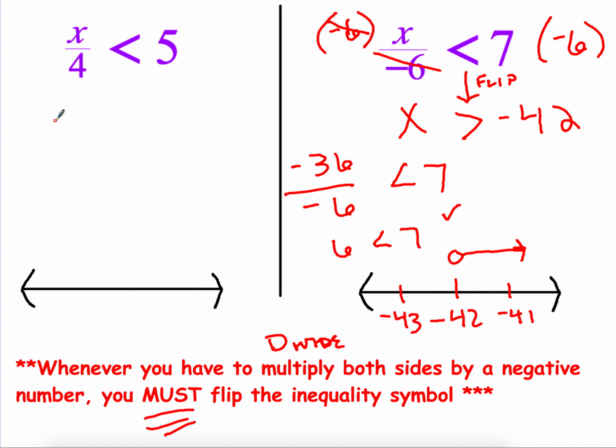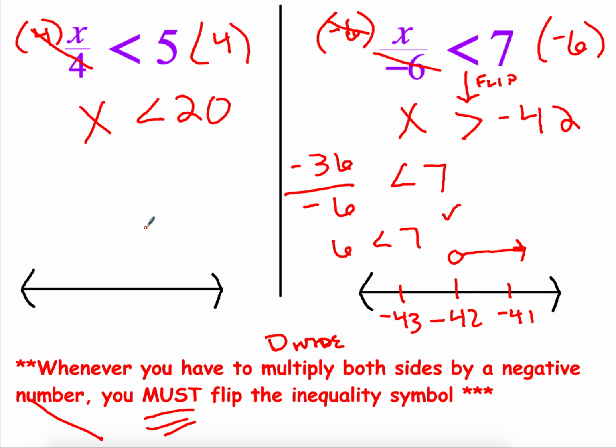There's no negative sign here, so we're okay. We don't have to worry about flipping our symbol. But because it's x divided by 4, I would cancel it out by multiplying by 4 on both sides. So I'm multiplying by 4 on both sides because that cancels out my division. I get x is less than 20. Okay? So again, same thing as an equation. I get to graph my solution, open circle, and because x is less than, I'm going to go left.